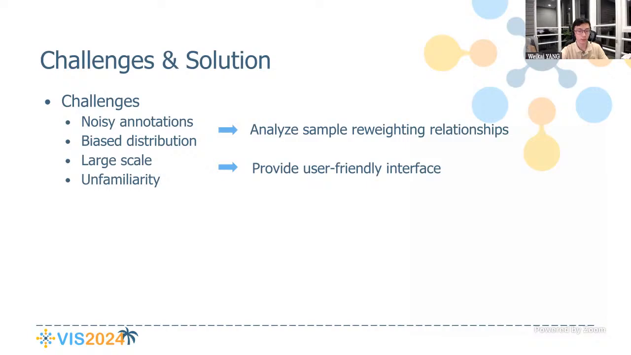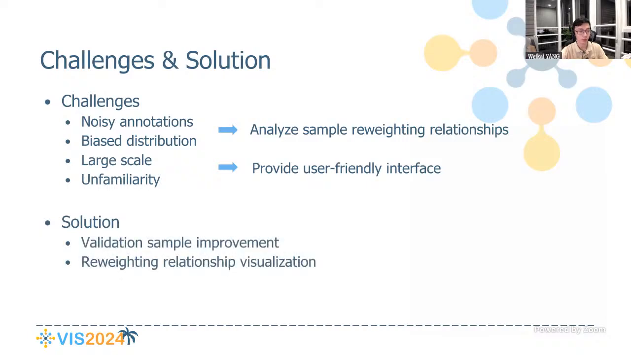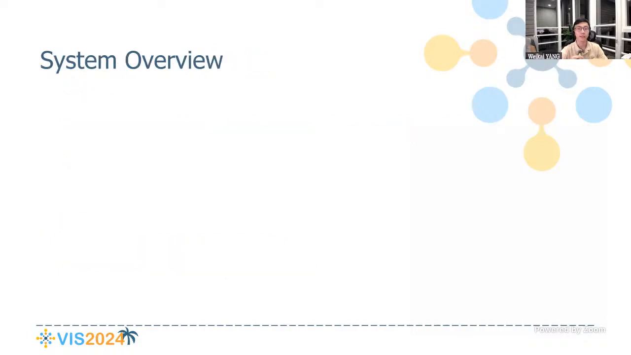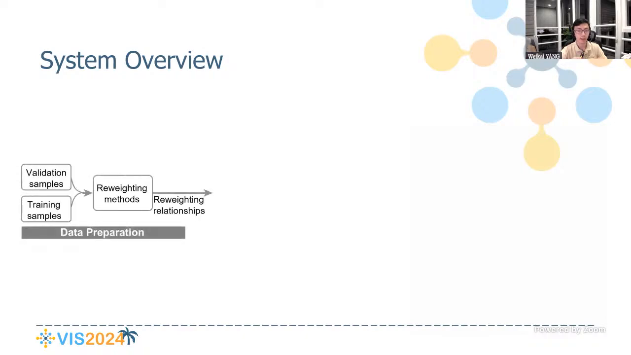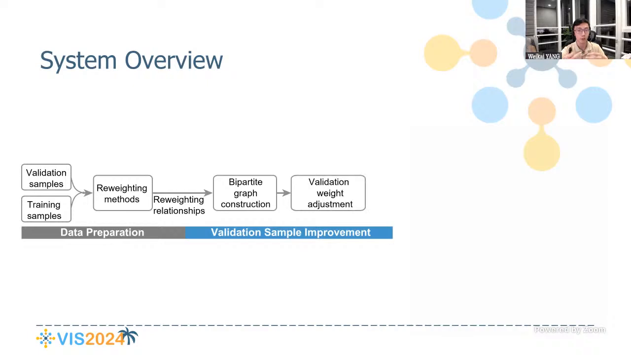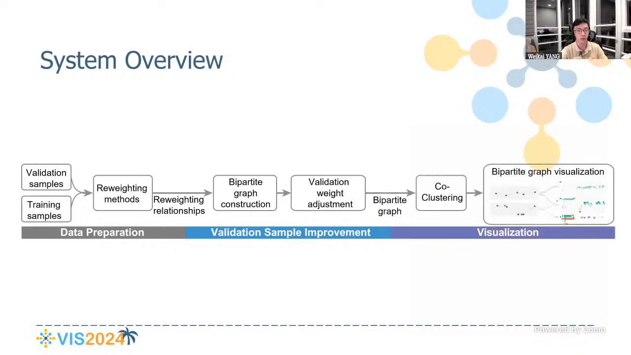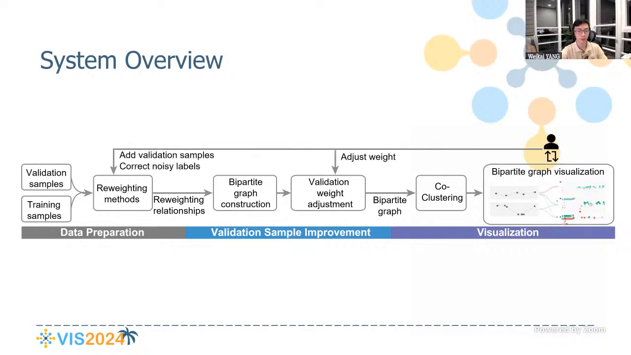So our solution consists of two parts: an automatic validation sample improvement method and a reweighting relationship visualization. So here is the system overview. At first, in the data preparation, we extract the reweighting relationships between validation samples and the training samples. And these relationships form the bipartite graph, which will be used to automatically improve the validation samples. It then also performs co-clusterings and visualizes both the clusters and the reweighting relationships to facilitate the exploration and analysis. Users can then make informed adjustments based on the analysis, such as adding some necessary validation samples, correcting those noisy annotations, and adjusting the sample weights.